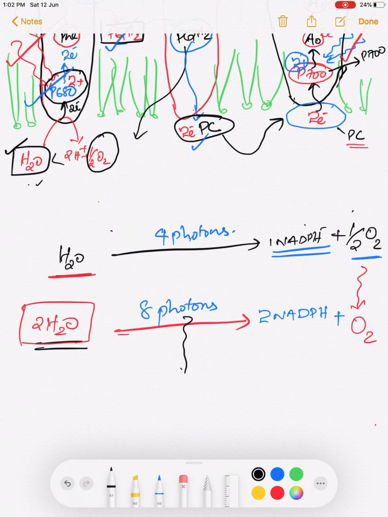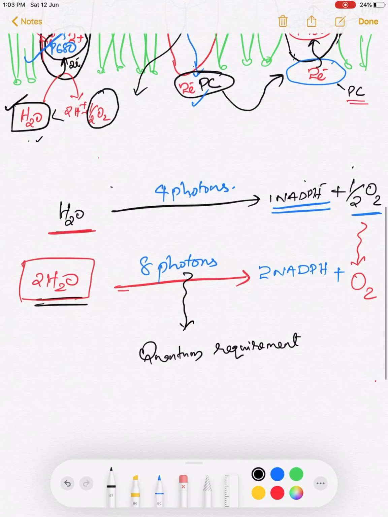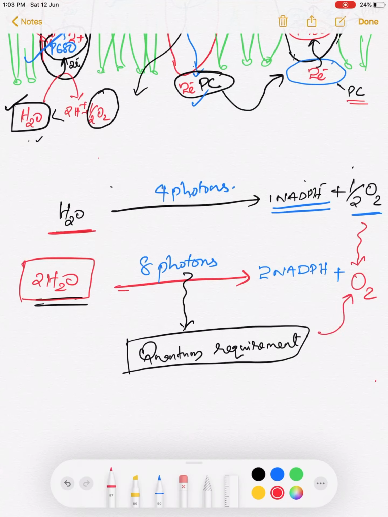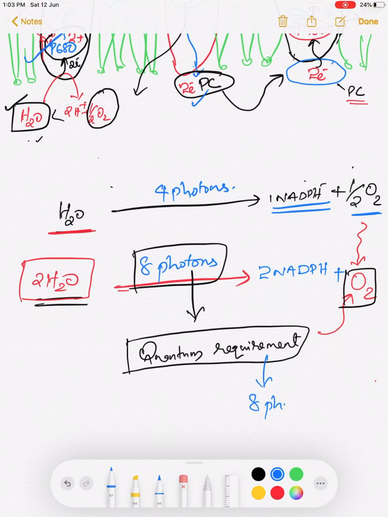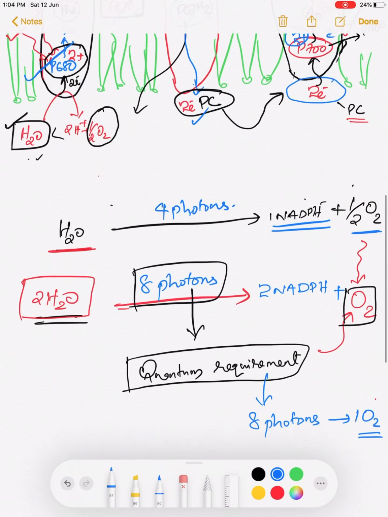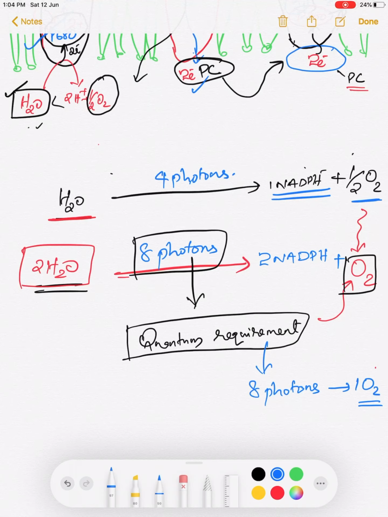This is also called quantum requirement. Quantum requirement is the number of photons required for the evolution of one O2 molecule. For the evolution of one O2 molecule, 8 photons are required. So quantum requirement is nothing but 8 photons, because 8 photons are required for the evolution of one O2 molecule. This is the first event of light reaction, that is the formation of NADPH and evolution of oxygen.